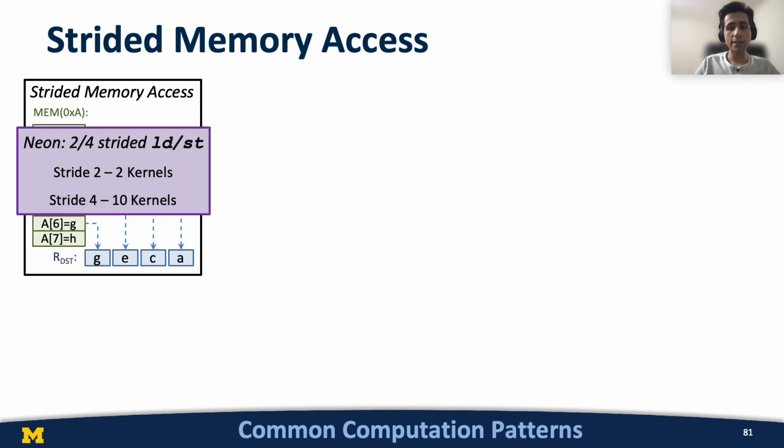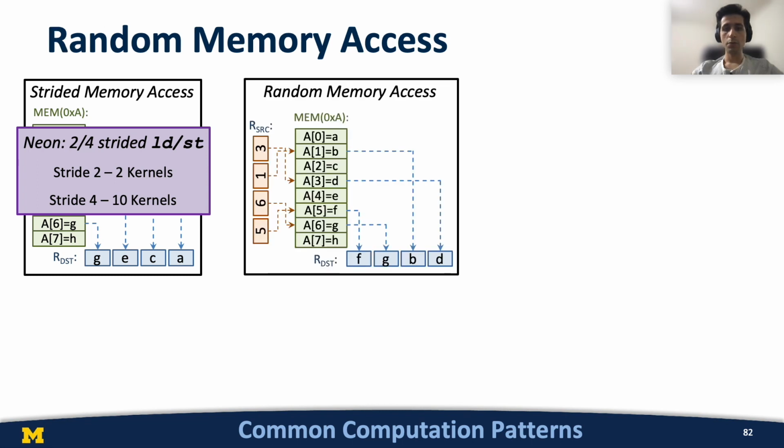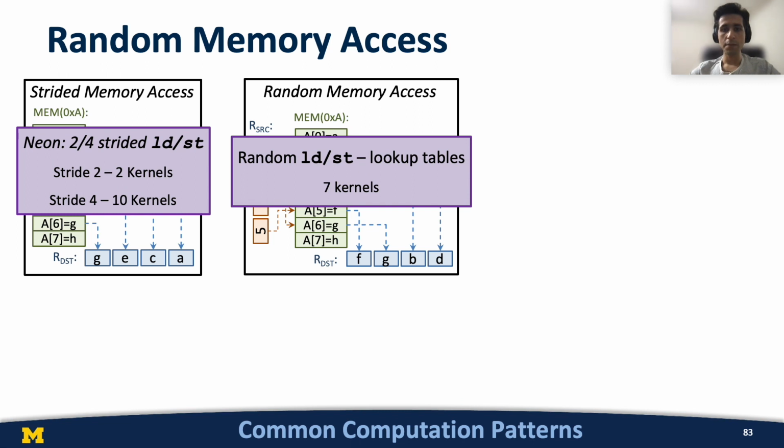Arm Neon provides memory accesses with the stride of 2 and 4, which are deployed in 2 and 10 kernels of the Swan benchmark suite. Longer strides significantly simplify the vectorized kernels, yet they increase the hardware complexity too. Random memory accesses use a source vector register as the indices to the memory locations. This memory access pattern is primarily used for accessing lookup tables in 7 scalar kernels of the Swan benchmark suite. Since Arm Neon does not provide any instruction to support this access pattern, Neon implementations don't use lookup table accesses.